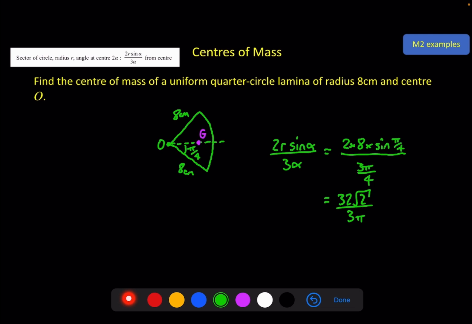Now here I should be a little bit more careful about how I write my answer. What does this distance mean? Well, we know what it means because we've talked it through. It means the distance from here to here. But how does the examiner know that that's what you mean? To make it clear for him or her, what you should do is say from O, or from the center, along the line of symmetry.